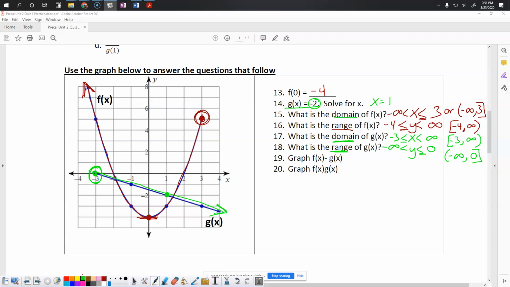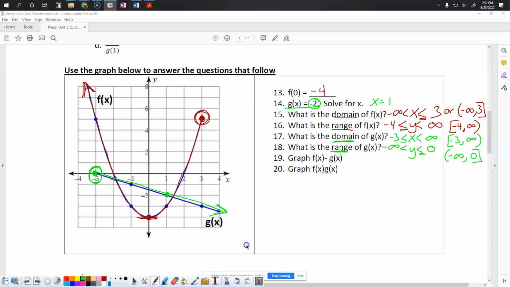Okay, last two questions. We're going to practice graphing these things. Now, I showed you guys two ways to do this in class. One way was by turning all the points into a table and then using the table. The other way was just working straight off of the graph. So I'm going to do the table method for number 19, and then I'll do the fast method for number 20. But in any event, you should be getting the same answer.